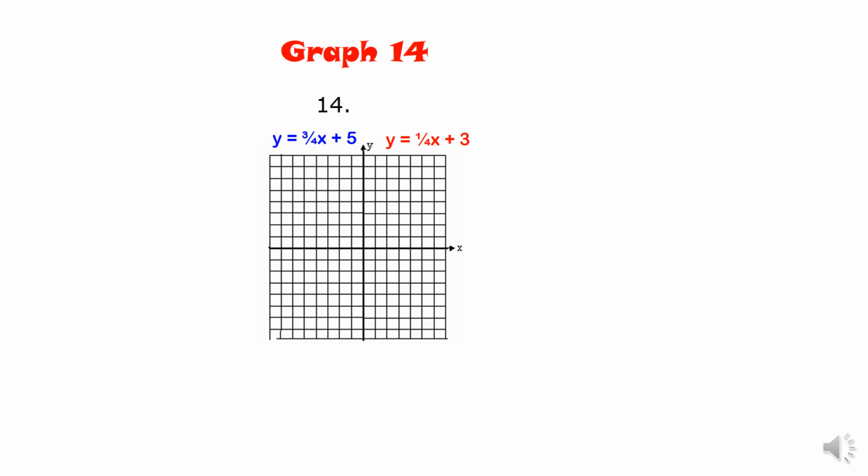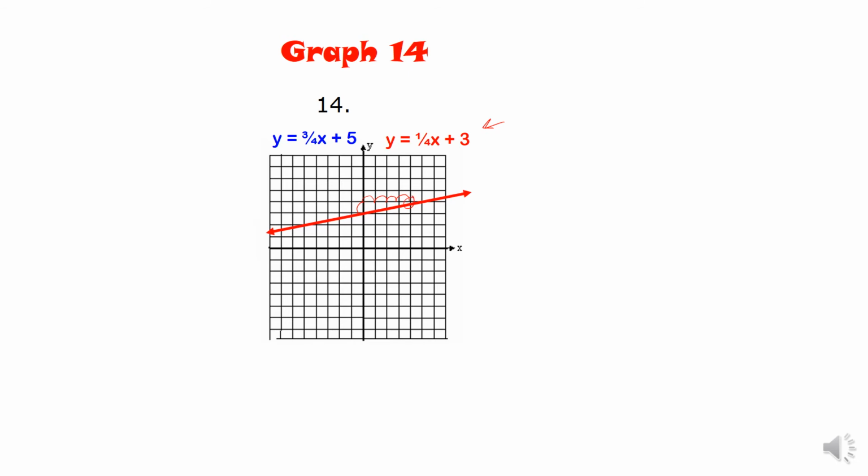So let's graph the first line. We'll do this one first. And we've got our y-intercept at 3, and we're going to go up 1, over 1, 2, 3, 4. Now if you look at this, my line's off by a little bit. Okay, it should be up higher.